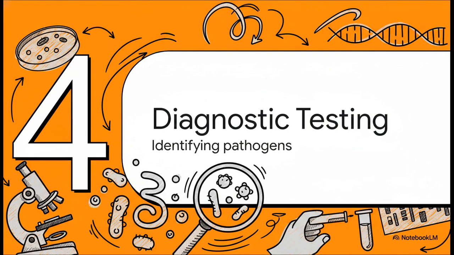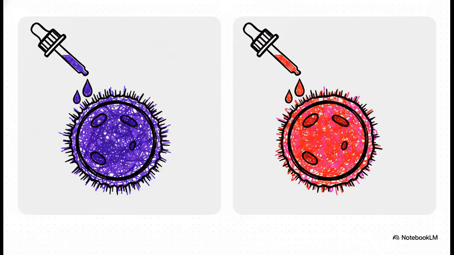Moving on to Section 4, Diagnostic Testing Methods. This is all about visualizing and identifying the invisible. Let's look at how this builds our clinical understanding. Gram staining is an absolute cornerstone of microbiology. It's step one in bacterial identification.